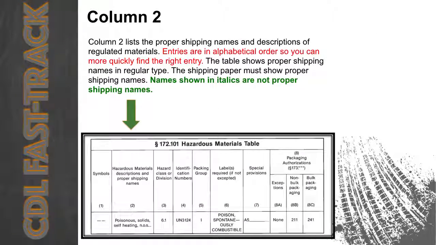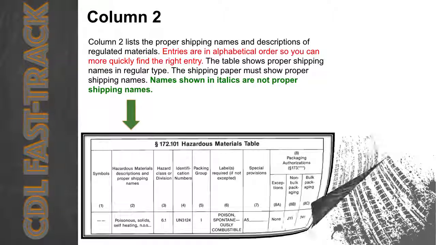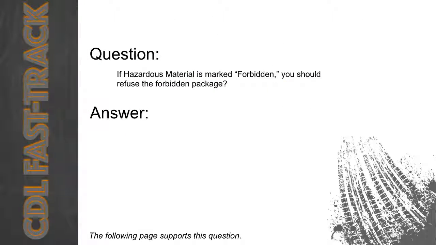Column 2. Column 2 lists the proper shipping names and descriptions of regulated materials. Entries are in alphabetical order so you can more quickly find the right entry. The table shows proper shipping names in regular type. The shipping paper must show proper shipping names. Names shown in italics are not proper shipping names. If a hazardous material is marked forbidden, you should refuse the forbidden package.